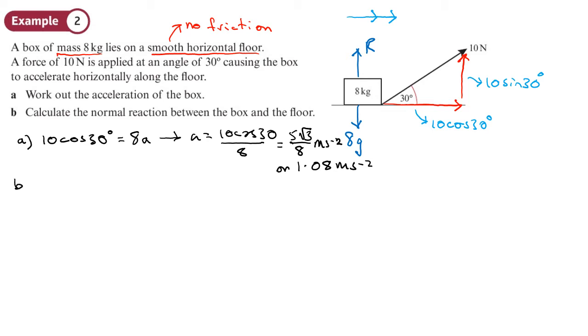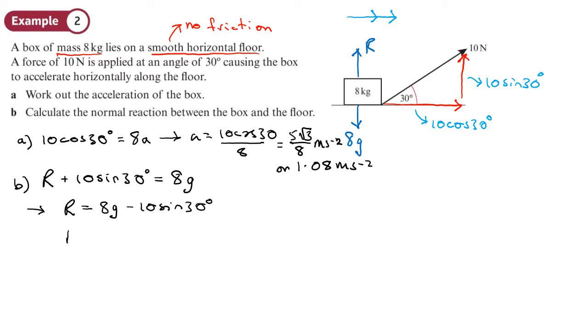Right, part B, calculate the normal reaction. Okay, so here we look at the vertical forces. These are balanced because it's not moving up or down. So the forces going up are R and 10 sine 30. That's going to equal the force going down, which is 8g. So we can easily solve that. R equals 8g, 8 times 9.8 minus 10 sine 30.